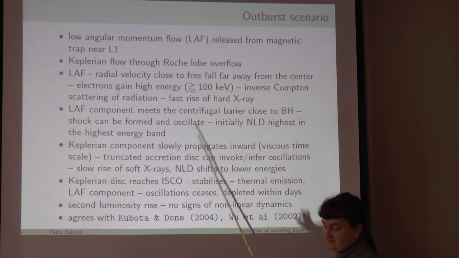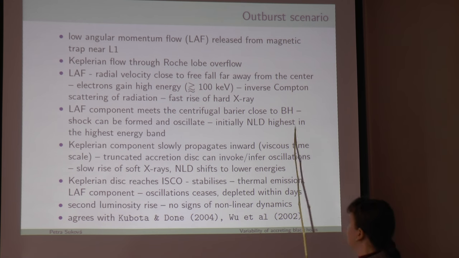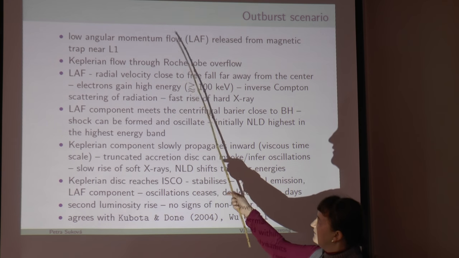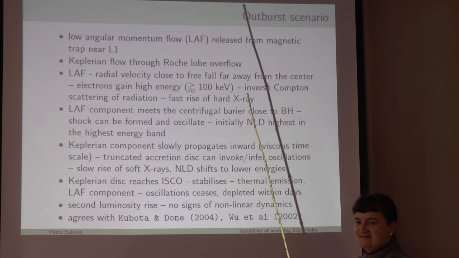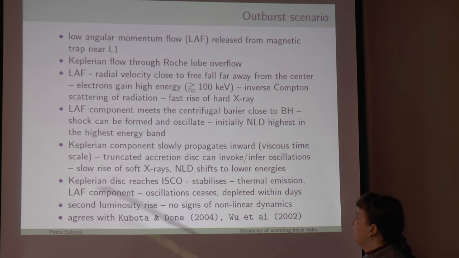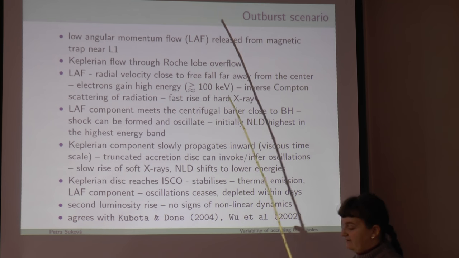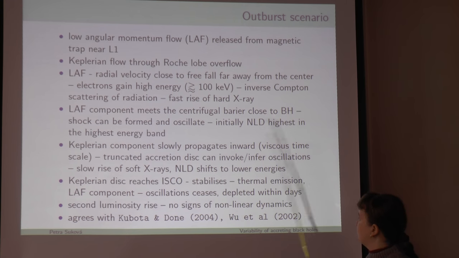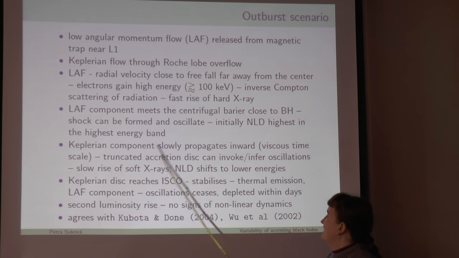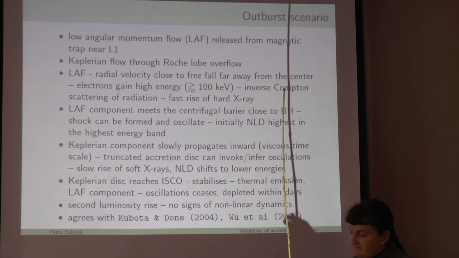And this would be in agreement with our finding that initially our NLD was the highest in the highest energy band, because this corona, let's say, this low angular momentum flow can also be called the corona, is shining mostly in the high energy band. And then the Keplerian disk is slowly propagating inward, because this is going on the viscous time scale, so it is slower than the low angular momentum component.